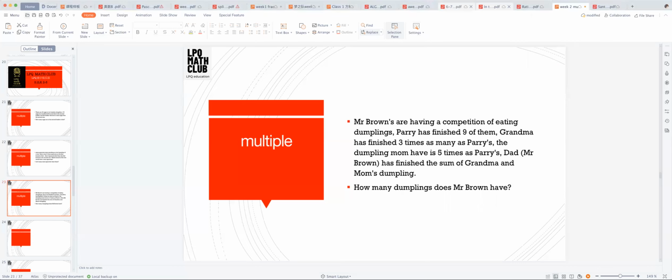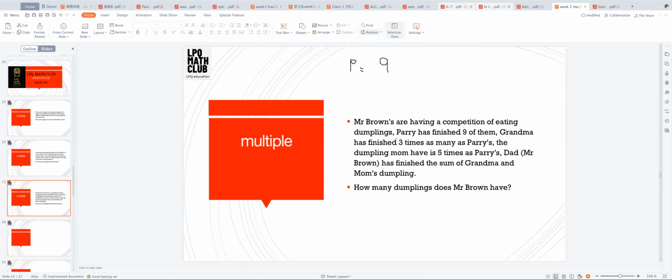Okay, I'm going to hit the pause because wow, he must eat a lot, and let you try to do it yourself, okay? So let's take a look at this one. Mr. Brown's family is having a competition eating dumplings. What does that mean? They're having a competition at home, right? Perry, I think, is a baby, and has 9 dumplings. Still really good for me.